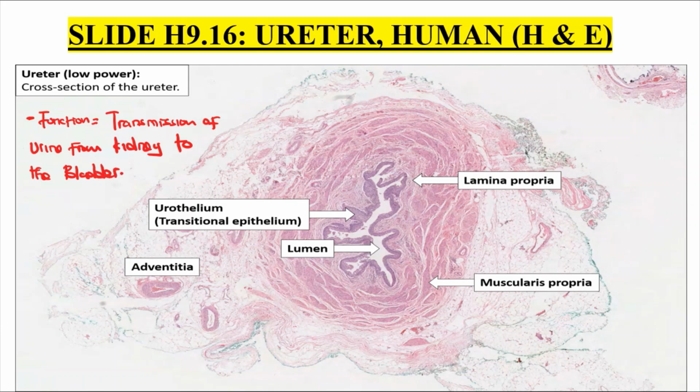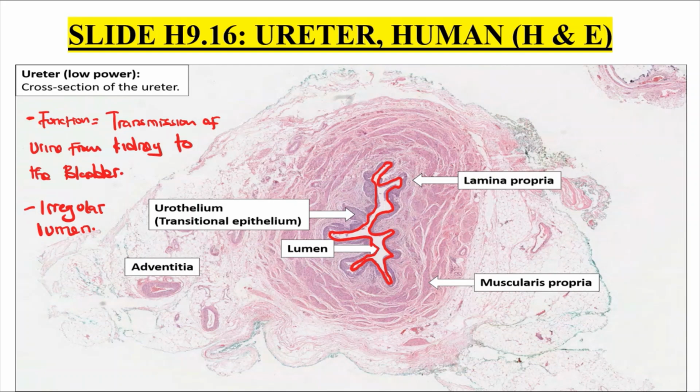One feature of the ureter that you must know is that the ureter has an irregular lumen. As you can see, this lumen here is irregular. It's not regular at all. If you follow it properly, it is an irregular lumen. The lumen is covered by transitional epithelium, which is also known as urothelium.